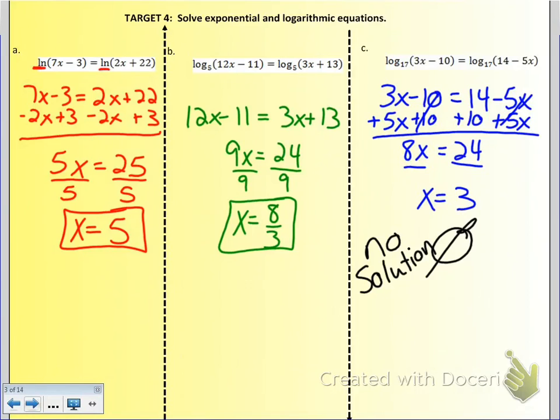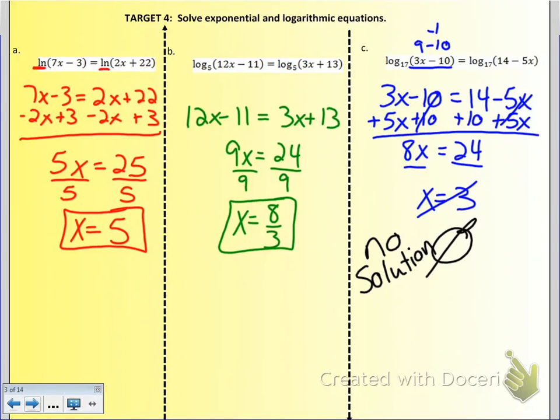You need to go back and check these and plug them back in to this original part right here. You plug 3 in. 3 times 3 is 9. 9 minus 10 is negative 1. You cannot have a negative 1 in that part of a logarithm. So x equals 3 does not work, so your answer is no solution.